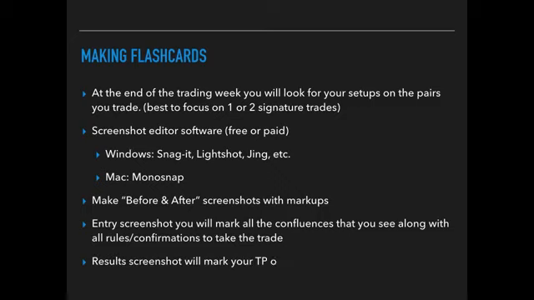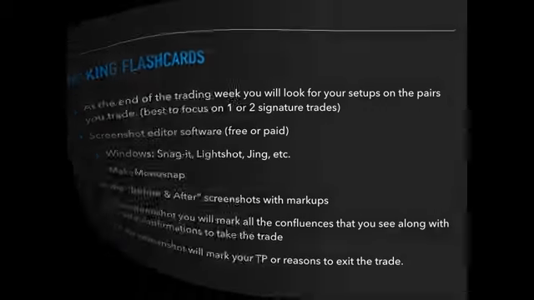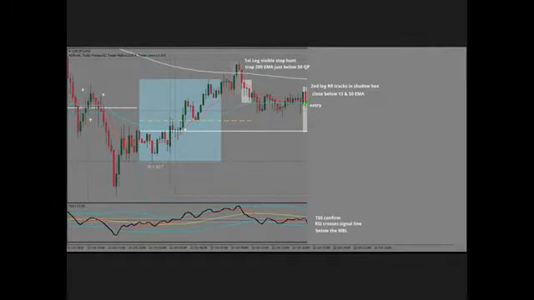The after screenshot is going to be the results screenshot. So then you're going to mark your TP. You're going to mark why you exited the trade, if you exited the trade, things like that. Then you'll have a sequence with an entry screenshot and then a results screenshot, so you can see what the result is. So let's look at some examples of how to do that.